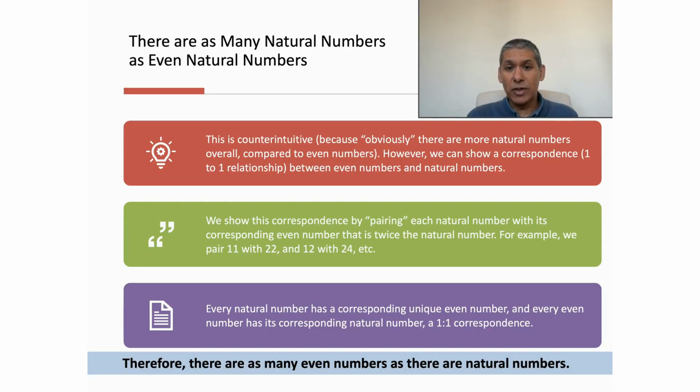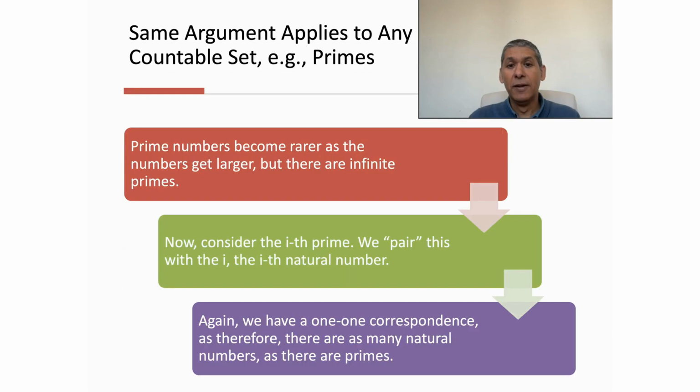We can say that the correspondence is that each natural number is paired with its corresponding even number, which is 2 times that natural number. So 11 would get paired with 22, 13 would get paired with 26, etc. Now we observe that every natural number has a corresponding unique even number, and every even number has a corresponding natural number. Therefore, by observing that one-to-one correspondence, we can conclude that there are as many natural numbers as there are even numbers. That's our first interesting result.